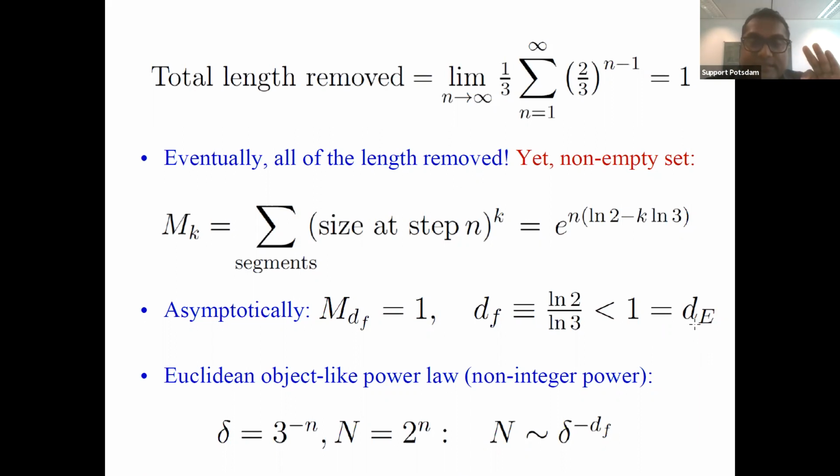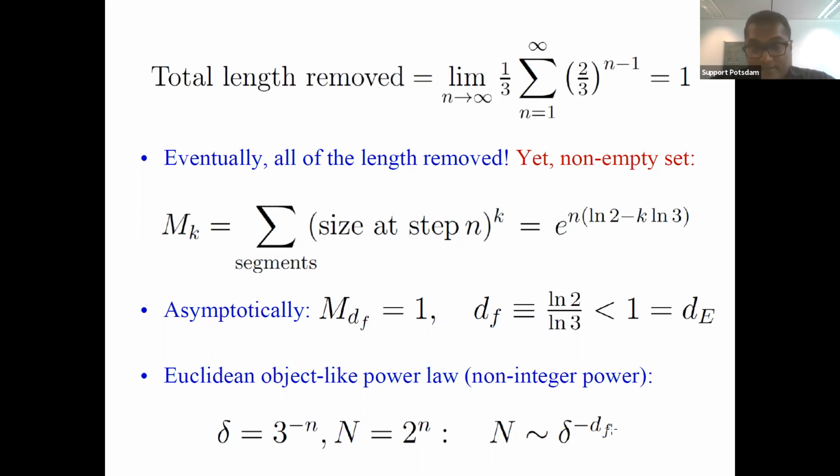And you realize that even when n tends to infinity, this d_f moment is conserved, a constant 1, right? So in this case as well, we have a Euclidean-object-like power law, non-integer, because at step n, each segment has size 1/3 to the n, and you are left with 2 to the n segments. So the number of segments is this, and the segment size is delta. And you realize that you have this power law formula where d sub f is precisely ln 2 by ln 3.